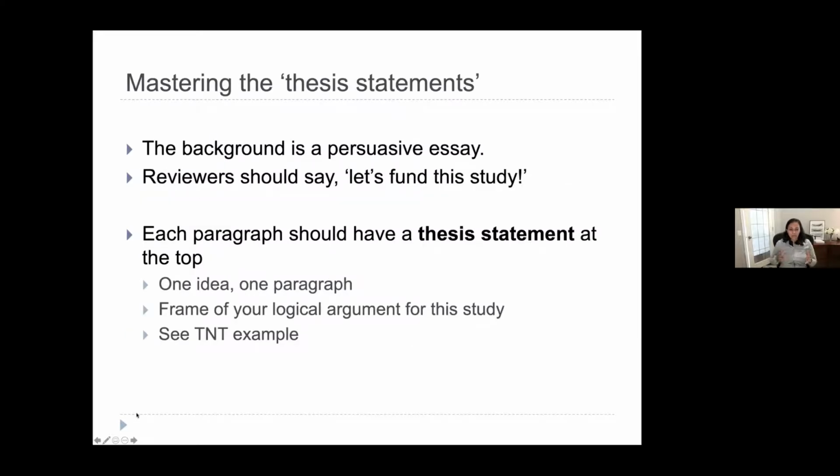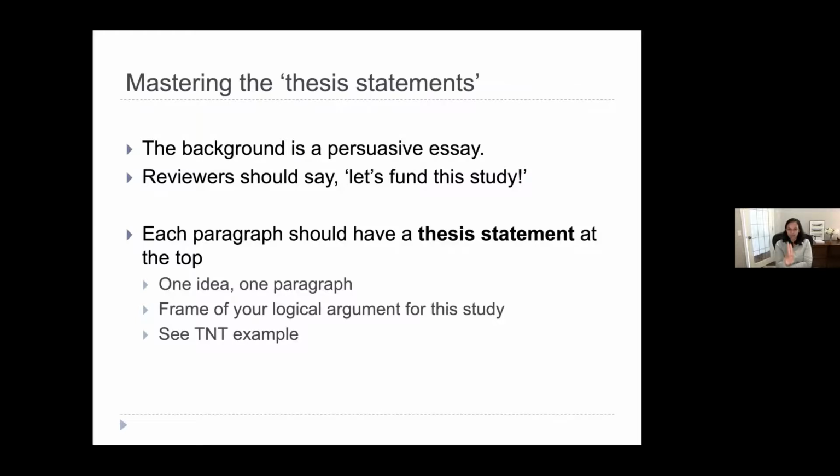Oh, and the background is a persuasive essay. So mastering the thesis statement is my style of writing. And you'll see this in the example that we send around. Each paragraph should have a thesis statement right at the top. One idea, one paragraph.